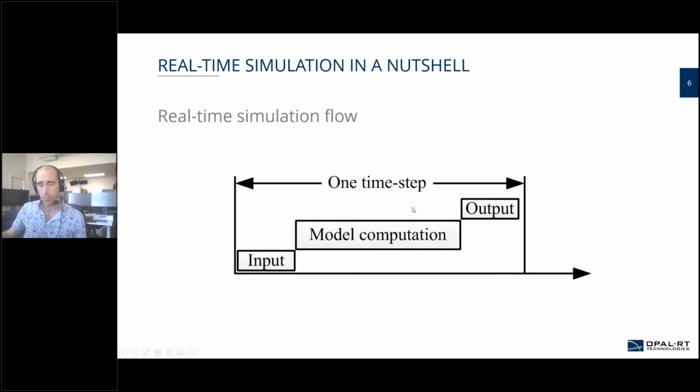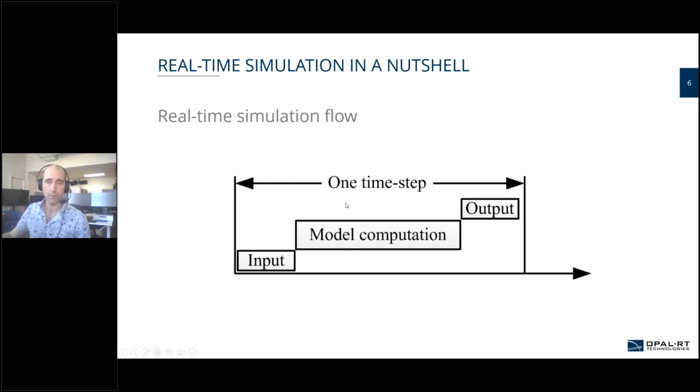Now, the difficulty in real-time simulation is that this has to be done for every time step. So every time that you do one computation time step, you first read the input, compute the model, and then you write the output to go out of the simulator. So from the data acquisition to generating the signal through the analog out or the digital output, that's the way it has to be done, and everything has to be done within one time step.